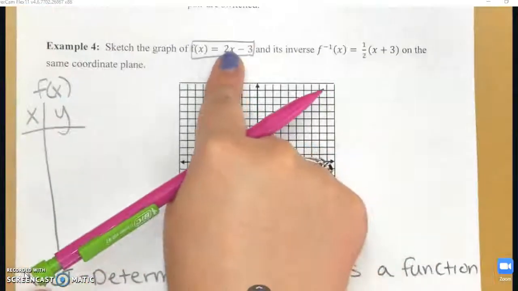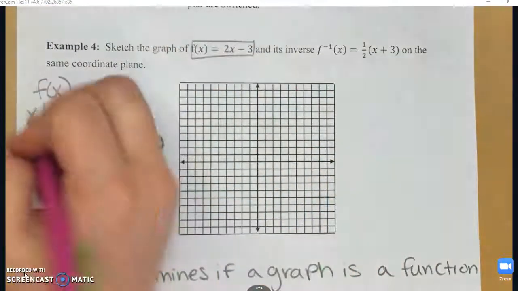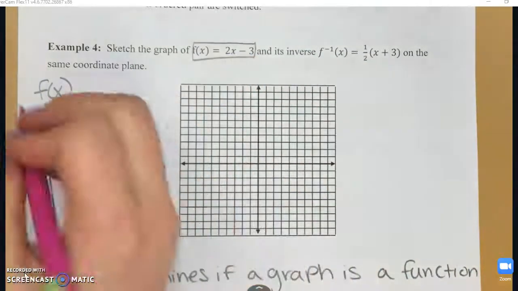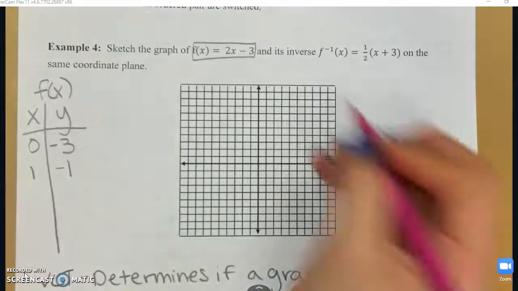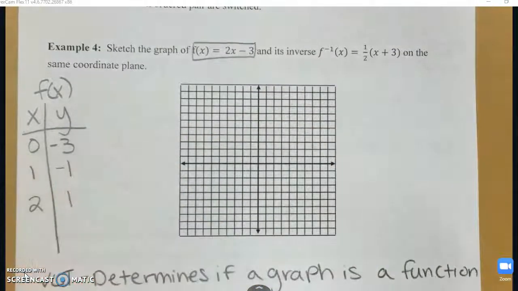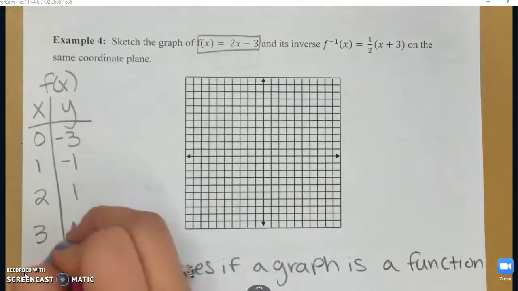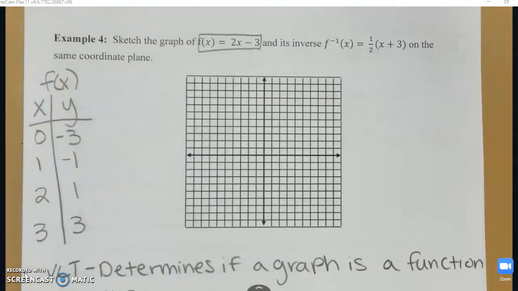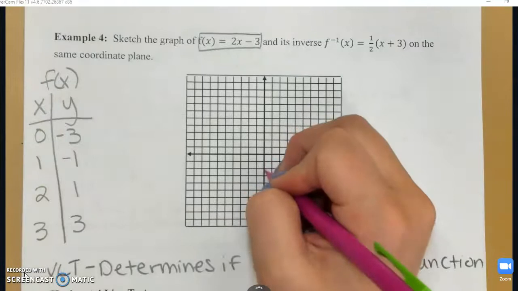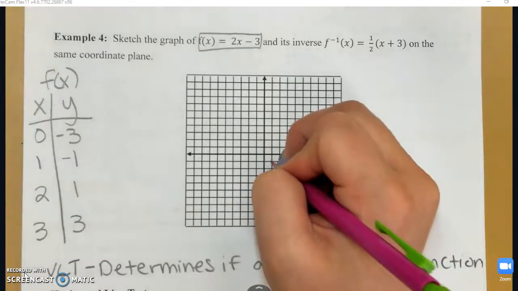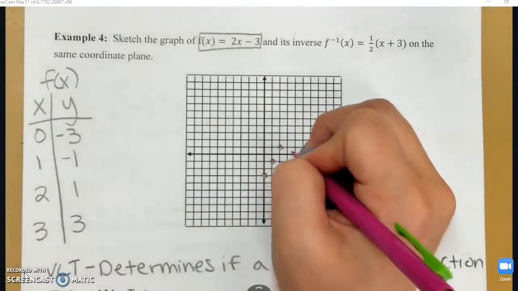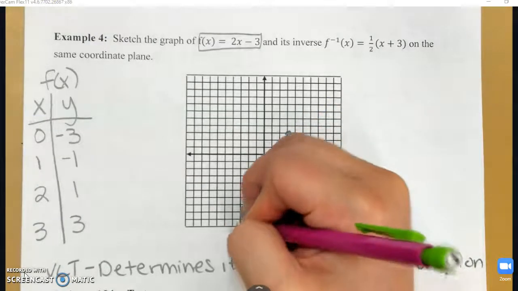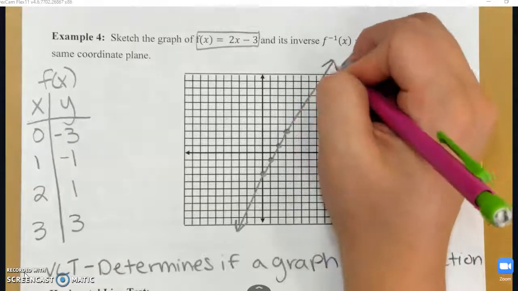If I input 0 here, that's 2 times 0 is 0, minus 3, that gets me 0, negative 3. If I input 1, my output is negative 1. If I input 2, my output is 1. And if I input 3, my output is 3. So there I've got a couple good values here, and I can go ahead and plot that on my graph: 0, negative 3; 1, negative 1; 2, 1; and 3, 3. So just connecting those dots, I'm going to graph forever and ever.